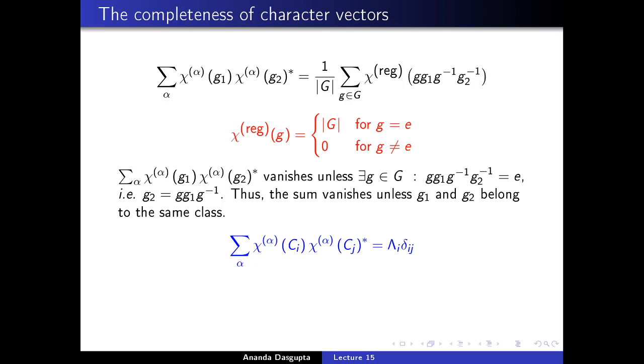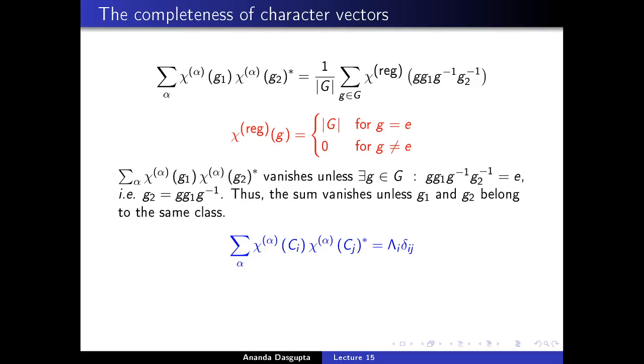A moment's thought will show you that this integer is nothing but the number of group elements small g such that g1, g inverse is exactly equal to g2. We can find out the constant lambda i in this expression above simply by answering this group theoretical question. If you take two elements g1 and g2 from the ith class, how many elements small g are there in the group capital G such that the conjugation of g1 by small g leads to g2? We can find out this number from purely group theoretical considerations.